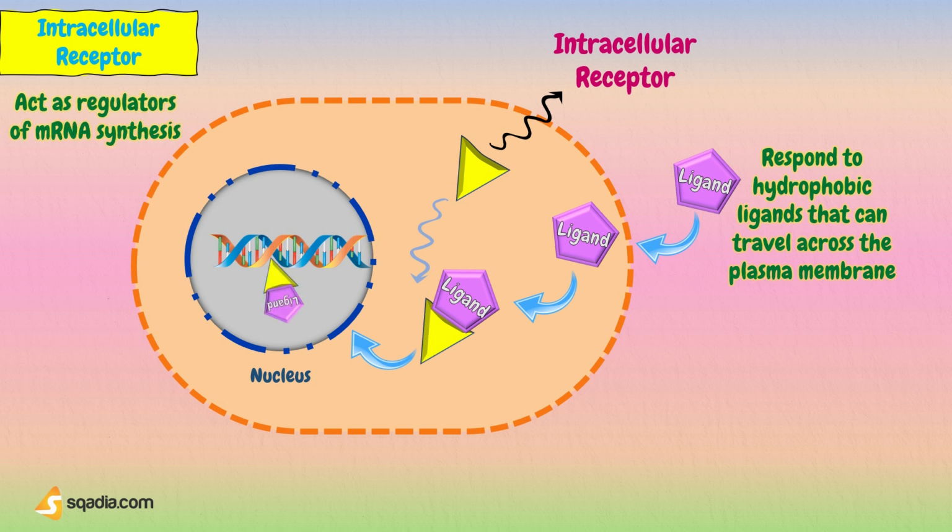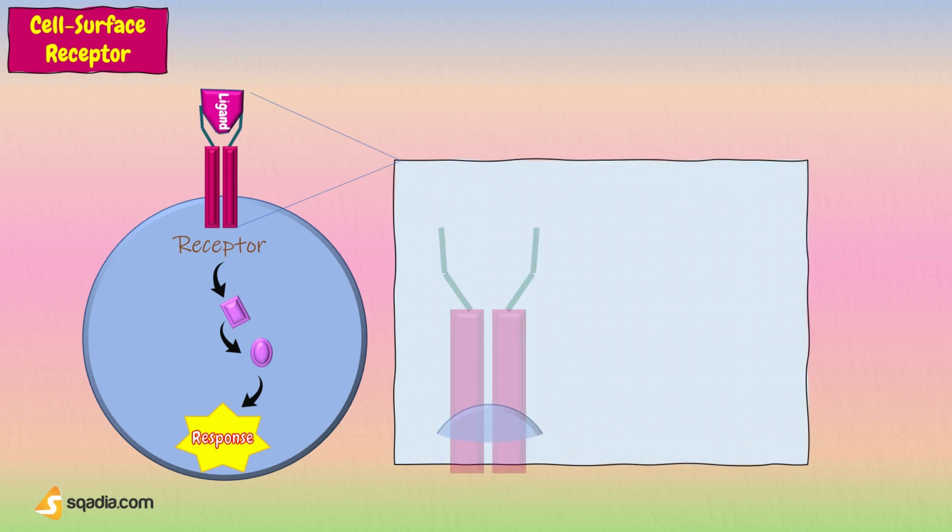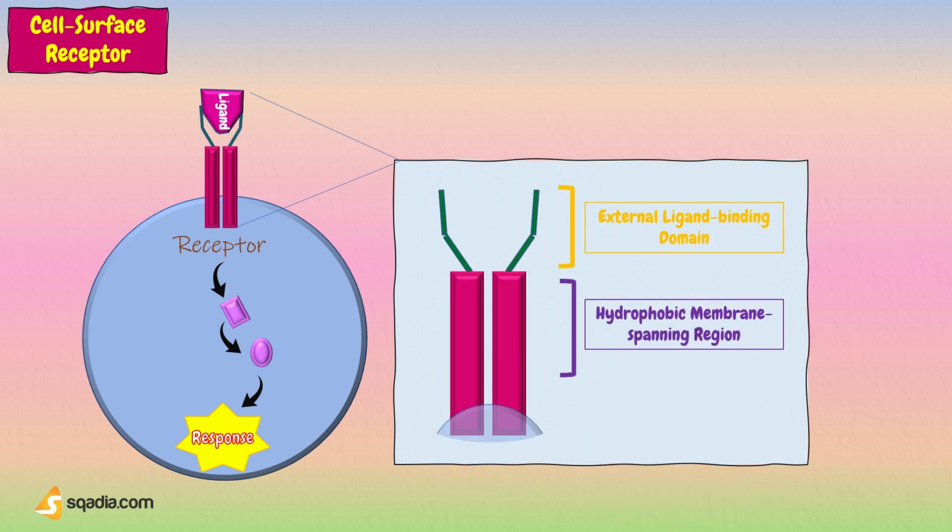If we talk about the cell surface receptors, they are membrane-anchored proteins that bind to ligands on the surface of the cell. Ligands that interact with cell surface receptors do not have to enter the cell. So many kinds of molecules may act as ligands.